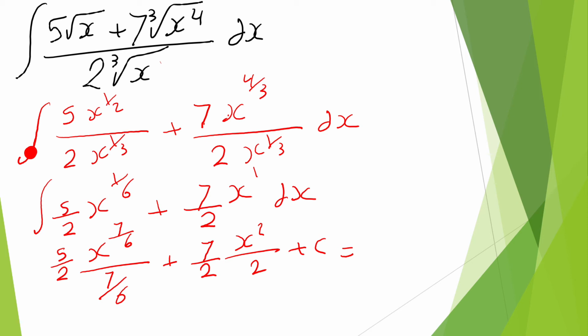So simplifying the expression, 5 over 2 divided by 7 over 6 is 15 over 7. And you can rewrite this expression in surd format. So it will be x to the power of 7, the 6th root, plus 7 over 2 and 7 over 4 x squared plus c.